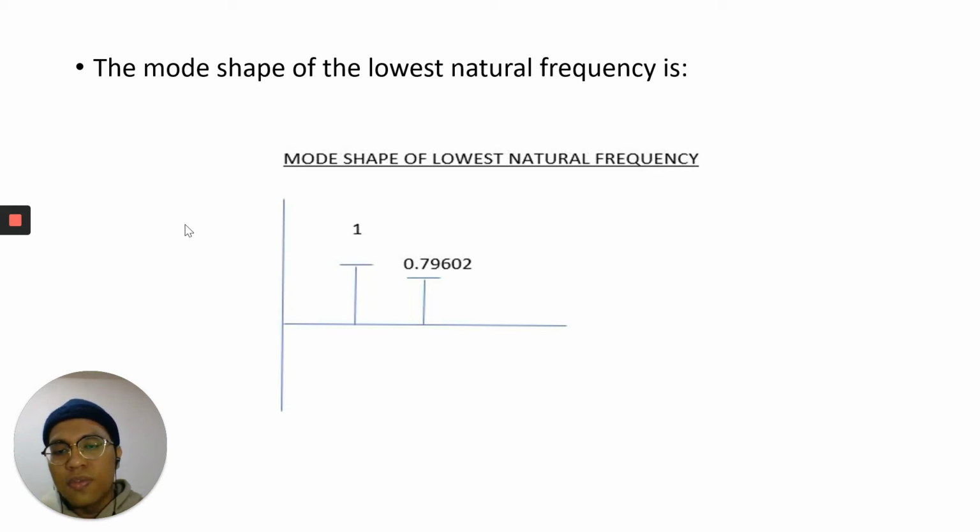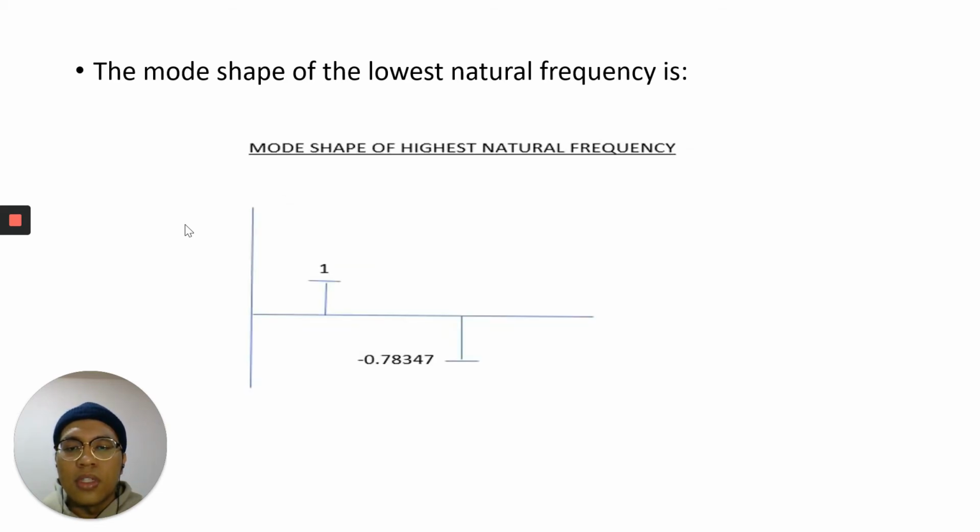It consists of both positive values, which are 1 and 0.79602. Next, for the highest natural frequency, it yields a positive value and a negative value, which are 1 and negative 0.78347.